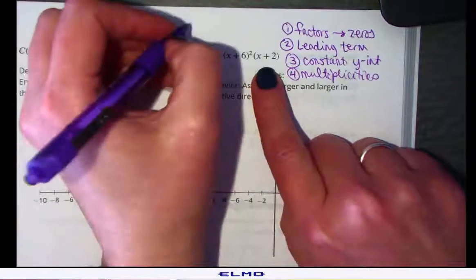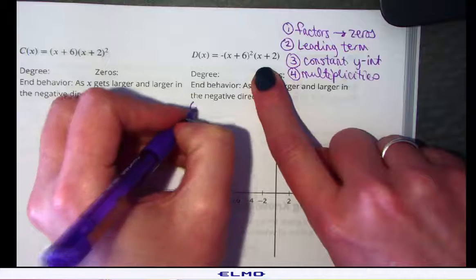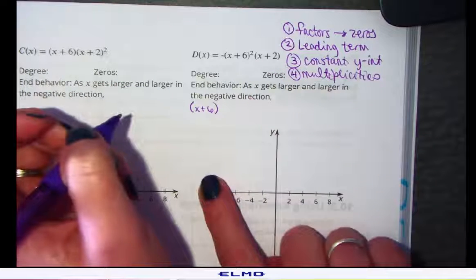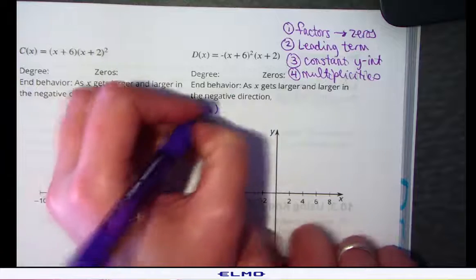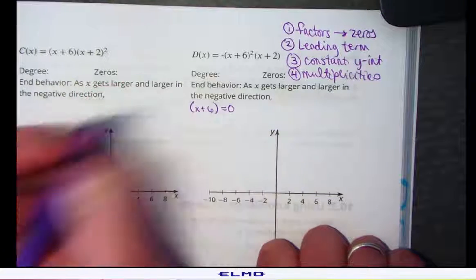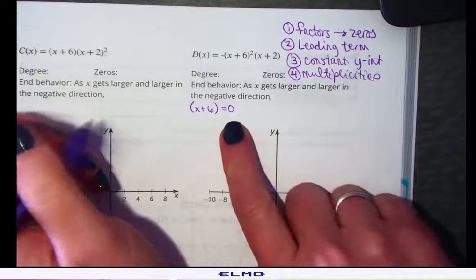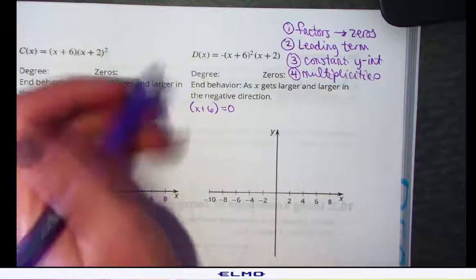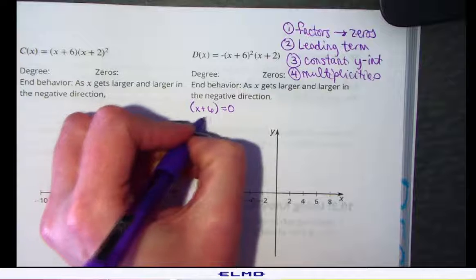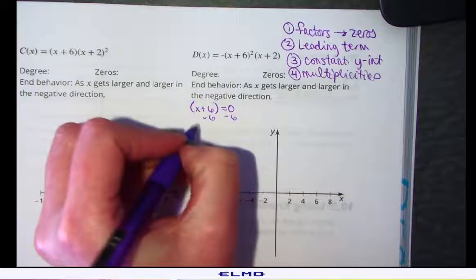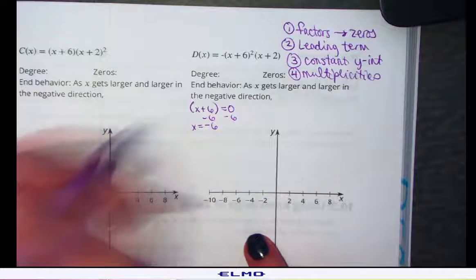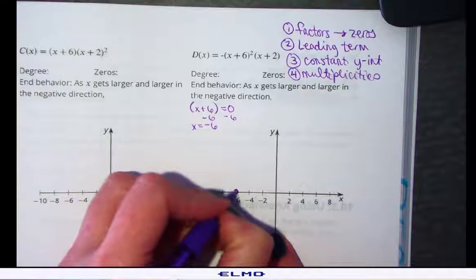One of our factors is x plus 6. And to turn that into a 0, remember we're going to set that equal to 0, because when the output of the graph is 0, it'll be right on the x-axis. To get x by itself, I would need to subtract 6 from both sides. So one of our zeros happens when x is at -6.